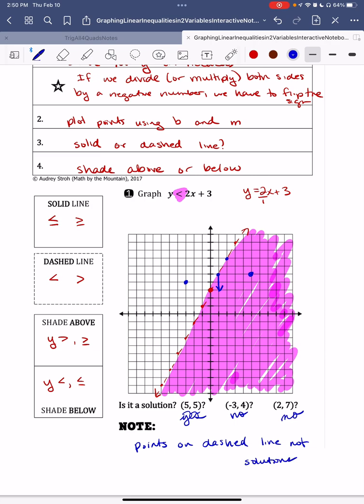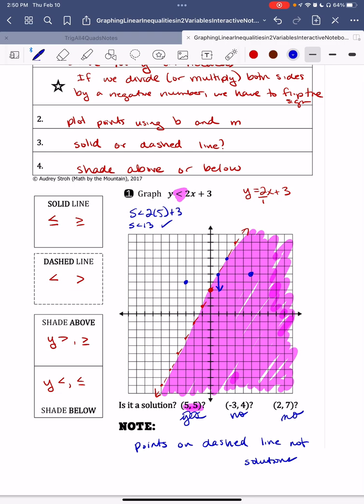So let's look a little bit at what it means in terms of the inequality for those to be solutions or not be solutions. So let's take that first one here, this (5, 5). If I go up to my original inequality and plug in 5 for x and y, I get 5 is less than 2 times 5 plus 3, or 5 is less than 13. That's true. That means that (5, 5) is a solution because it gives us a true inequality.